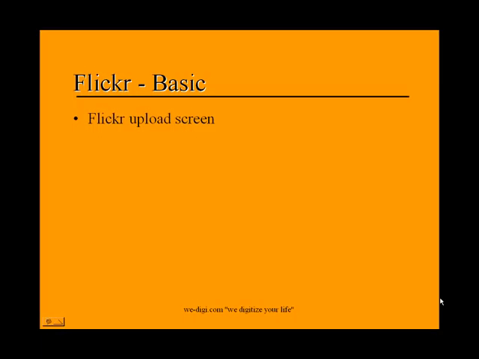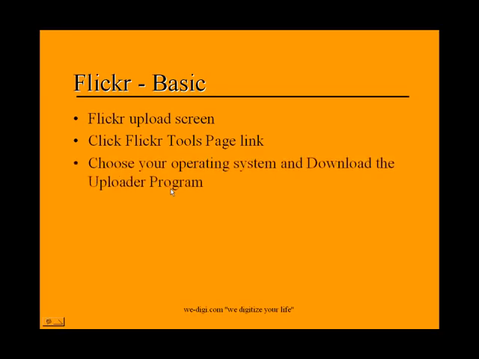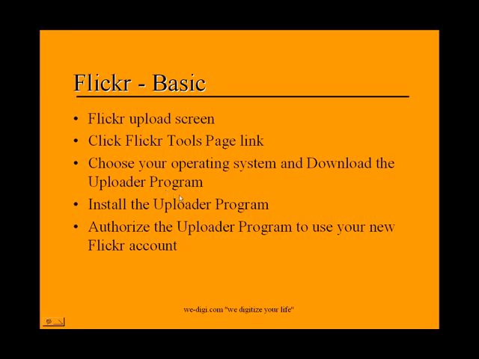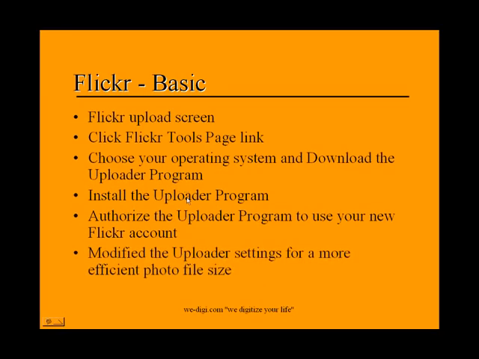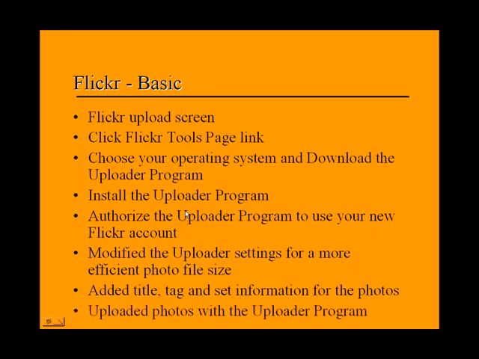In this section, we've seen how to use the Flickr Uploader program. We started out in the Flickr Upload screen. From there, we clicked through to the Flickr Tools page link, and we downloaded the Uploader program to our hard drive for our particular operating system. We went ahead and installed the Uploader program. Next, we authorized the Uploader program to use our new Flickr account. We modified the Uploader settings for a more efficient photo size. We added the title, tag, and set information for the photos that we uploaded right from within the Uploader application. And finally, we actually uploaded photos to our Flickr account with the Uploader program.